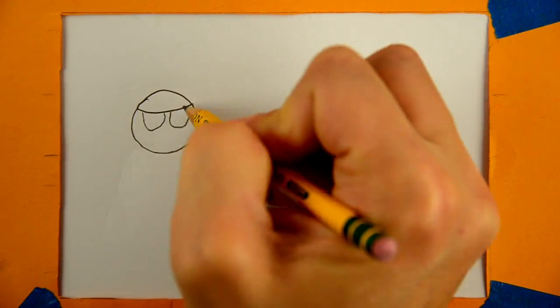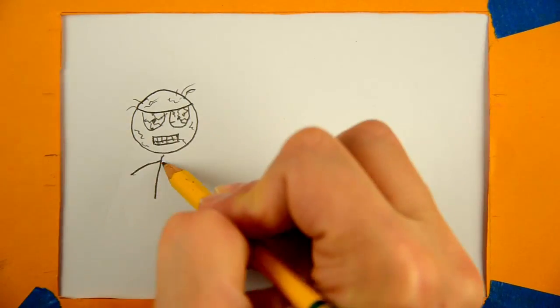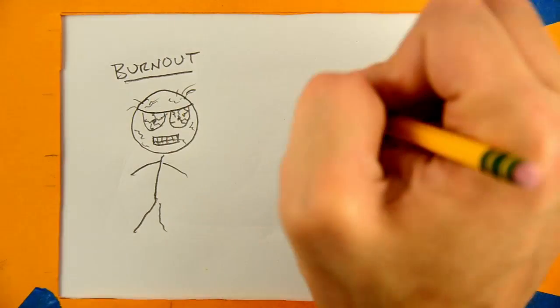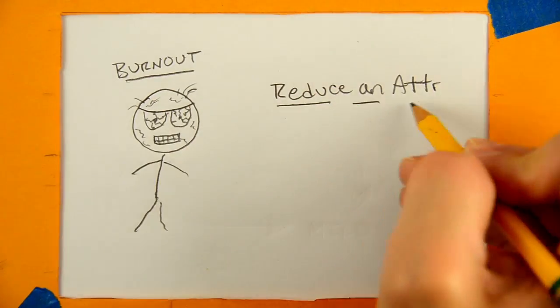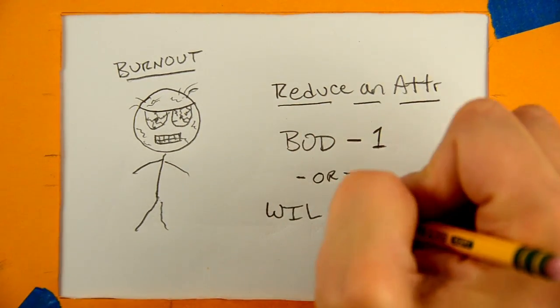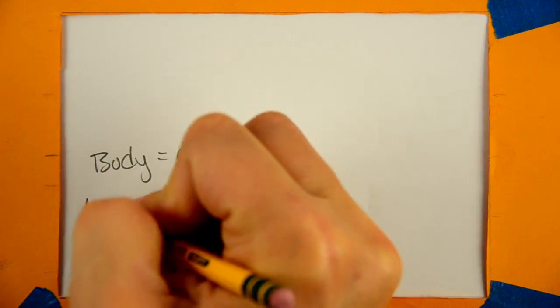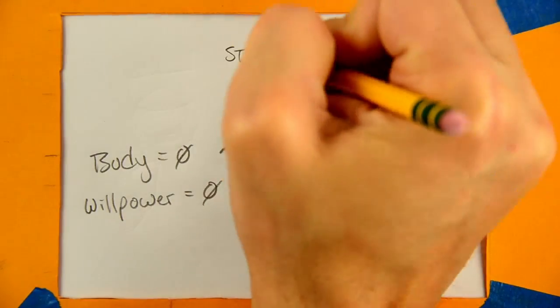If you were already at the burnout level of addiction for this particular activity and you failed your addiction test, well, things just got bad for you, as if they weren't already. You must permanently reduce your body or willpower, whichever is higher, by 1. If these attributes are equal, then lower body for physiologically addictive substances and willpower for psychologically addictive ones. If the attribute gets reduced to 0, then your character falls into a coma.